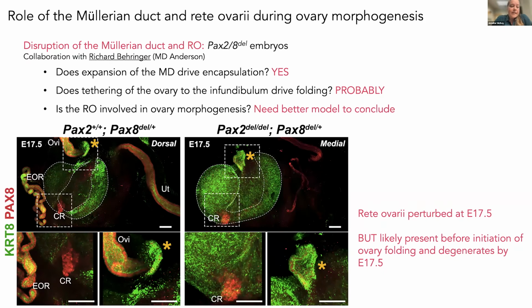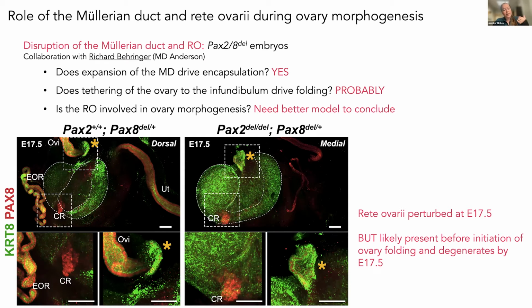As I mentioned, these animals also presented with disruptions in the radiovarii, and indeed you can see here in the sample that all that remains is the connecting radi. Both the intraovarian radi and the extraovarian radi are depleted in this animal at E17.5. Again, this ovary seems to have folded rather normally, and so at first we were a little disappointed and thought, well, maybe this is telling us that the radi really isn't all that important for ovary morphogenesis.